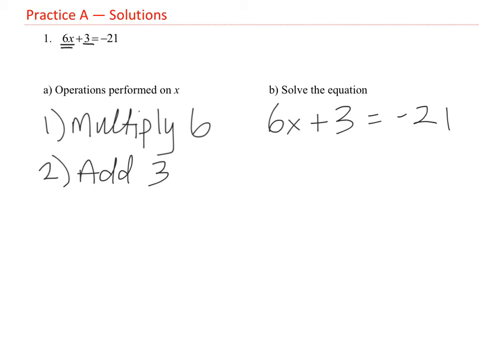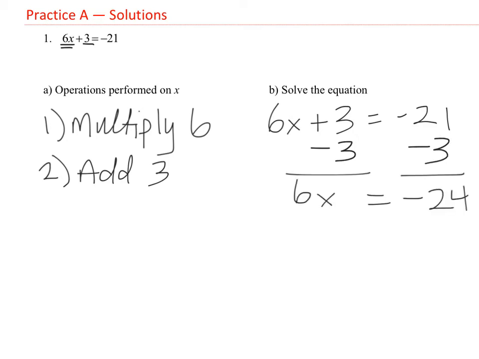And because we're undoing operations in the reverse order, the first operation we have to undo is the adding 3. So the inverse of adding 3 is subtracting 3. That means the first step of solving this equation will be to subtract 3 on both sides. After I've subtracted 3 from both sides, my equation looks like this.